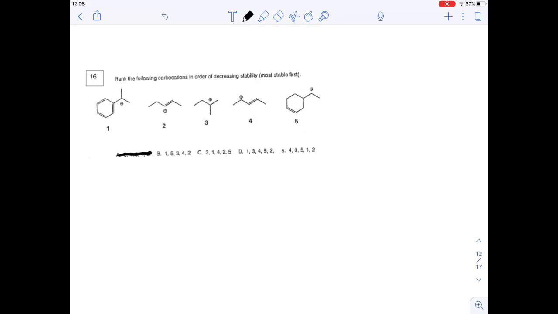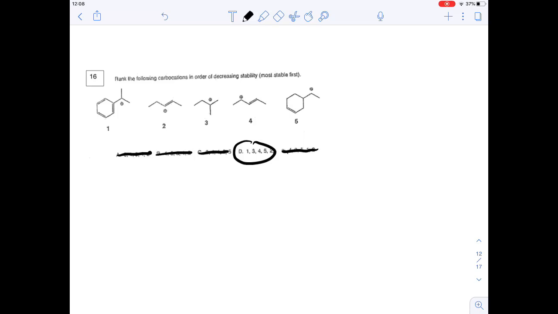So you can cross out any of the answer choices where number 1 is not first. So that's A, C, and E. And now you can see that 3 is the only tertiary one left. So the next thing is going to be 1, then 3, right? So the only answer choice with that is D, and that pretty much gives you your answer. But we can go through the rest.